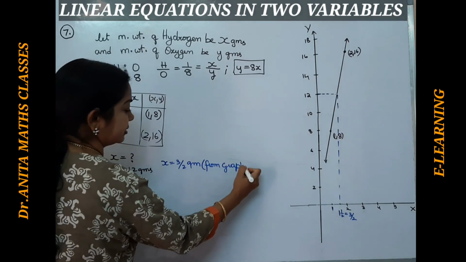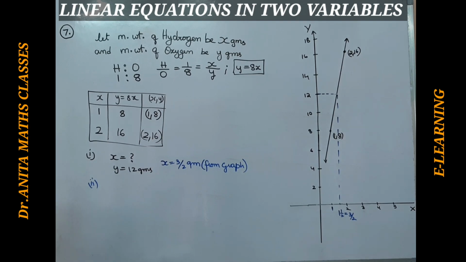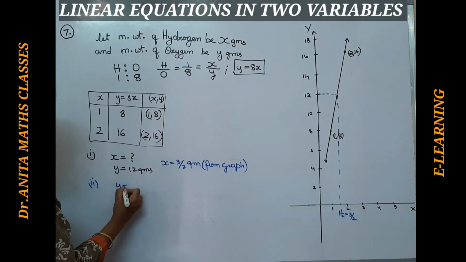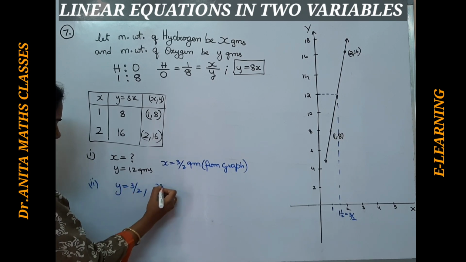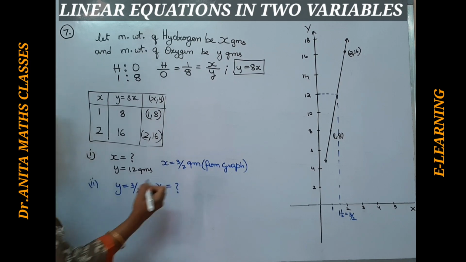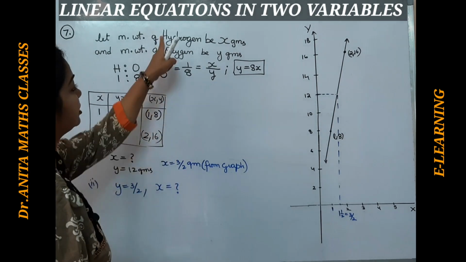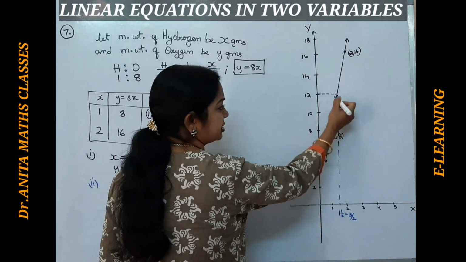Similarly, the second question we will read out. The second question is: the quantity of oxygen if hydrogen is 3/2. So the quantity of oxygen is asked; Y is asked here. Given hydrogen as 3/2, now the hydrogen is X. X is 3/2, and the quantity of oxygen is this much.